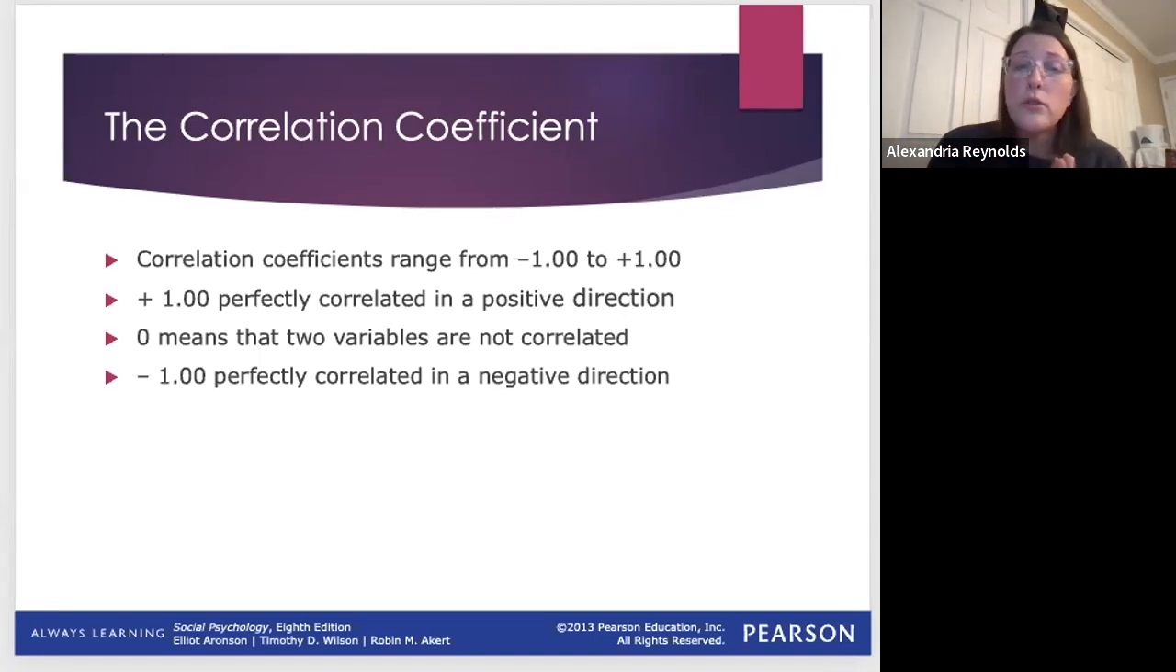-1 and +1 are extremely rare in the real world. You're not going to get this because it rarely exists. The closest that you might get is like a +0.98 or -0.98. So let me ask you this. Which one is a stronger relationship, a -0.98 or a +0.98? What do you guys think?